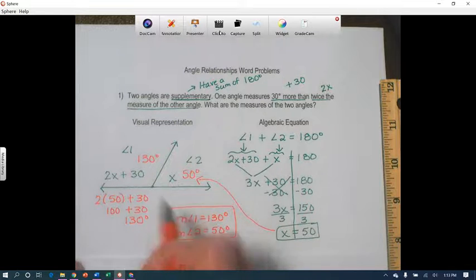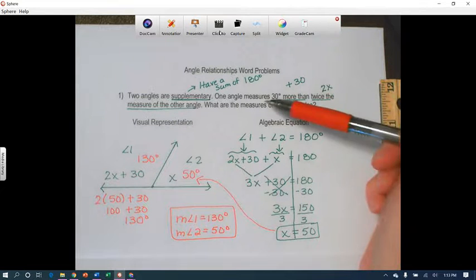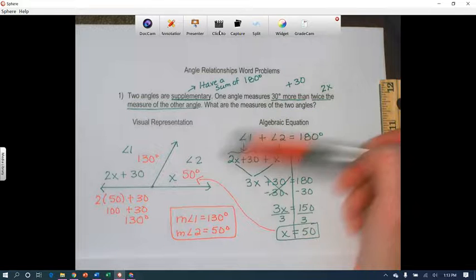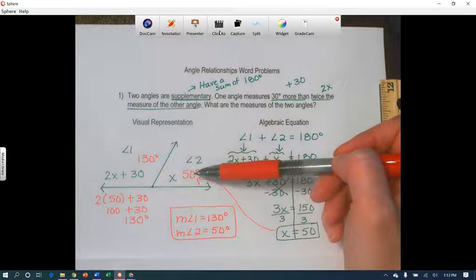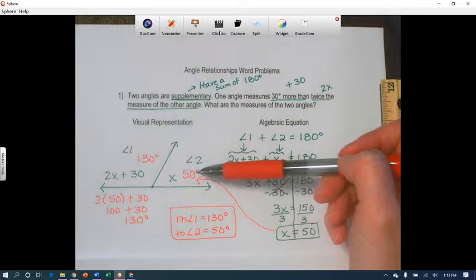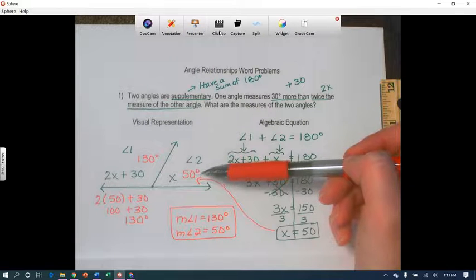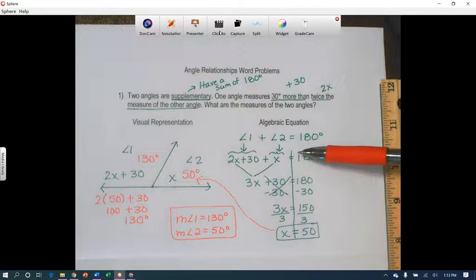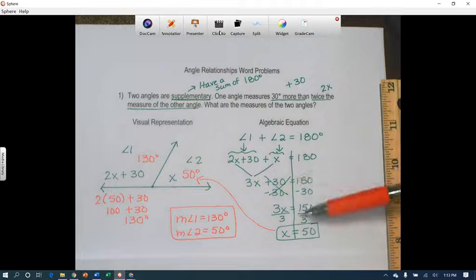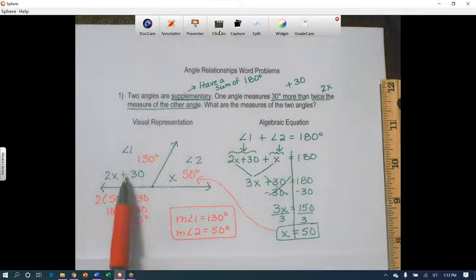So I took the information from my word problem, and first I used that to make a visual representation. I drew those two angles and labeled each angle with the expression. And then I wrote an equation and solved it to find the measure of one angle and used that value to find the measure of this other angle. So that's an example of a supplementary angle. With our next video, we're going to look at an example of a complementary relationship.